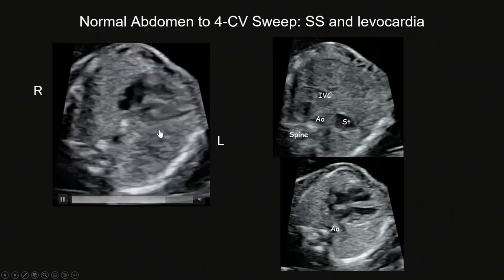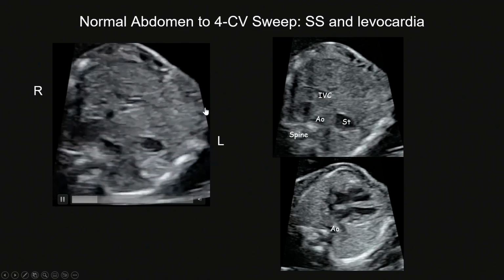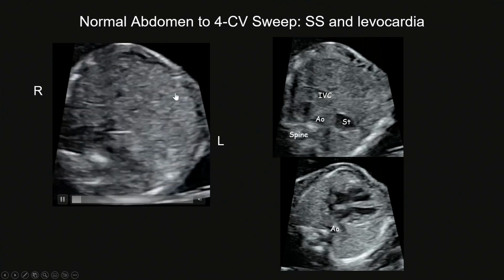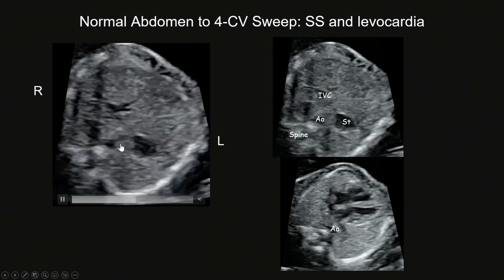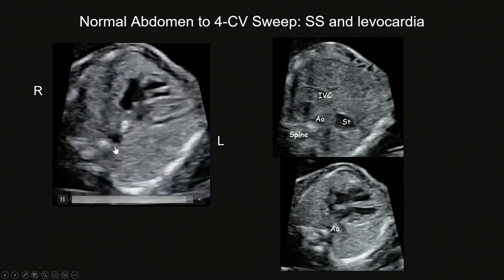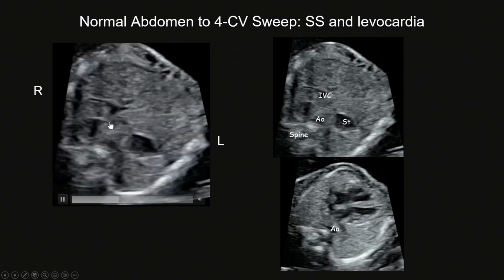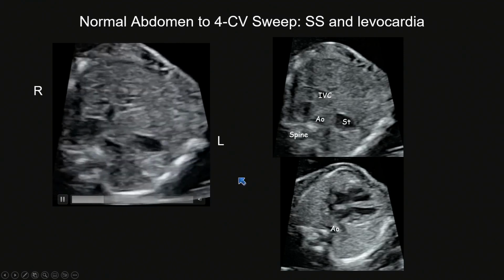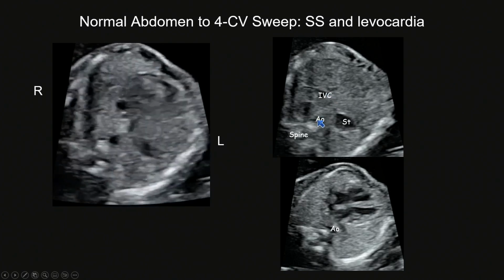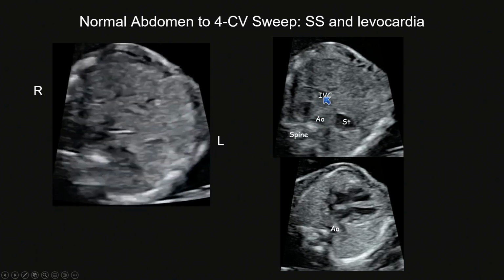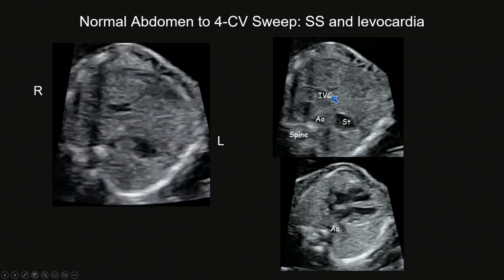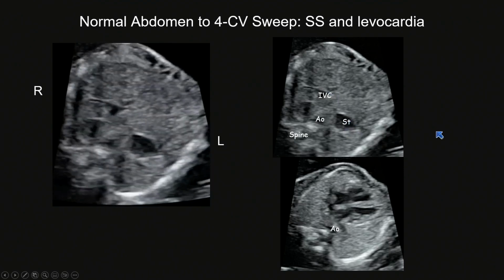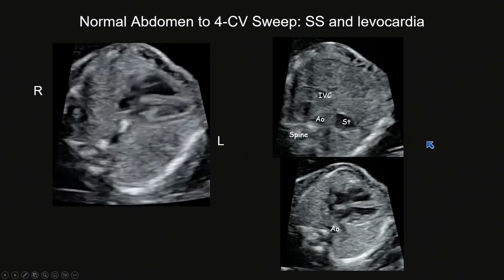Okay, if a baby behaves, it's actually true. So again, showing the same image at the abdominal level, stomach here, descending aorta on the left, and you see actually the IVC draining into the right-sided atrium. So this is shown here. So aorta here, and some distance away, the inferior vena cava, and the stomach on the same side as the heart, which points to the left.